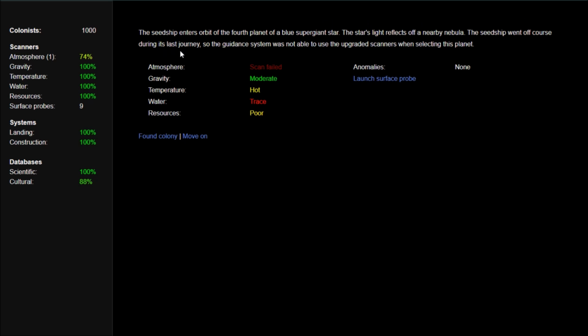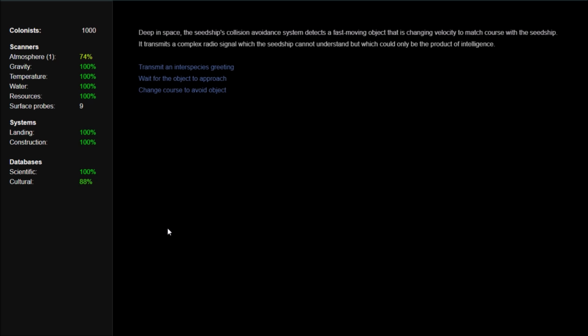Seedship went off course during its last journey, so the guidance system was not able to use the upgraded scanners when selecting this planet. I think maybe there's trace water. Is that enough to survive on? Poor resources. It's hot here. Gravity is moderate. I mean, there's nothing else here, though. No anomalies. No, just move on. We want anomalies. The longer we're out here, the more damaging our ship is going to be.